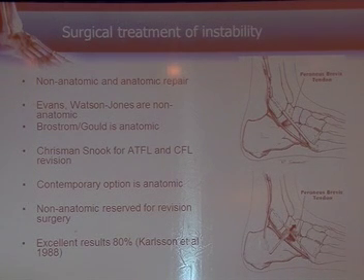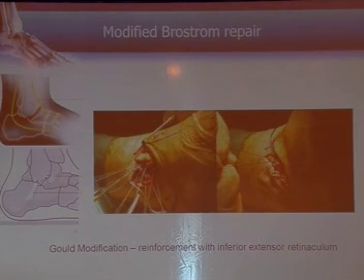The non-anatomic really is reserved for revision surgery. So this is the modified Brostrom, where there is a direct isolation of the anterior talofibular and calcaneofibular ligaments, which are reefed after being shortened and connected to the fibula. And then there is an augmentation of the repair by using the inferior extensor retinaculum.